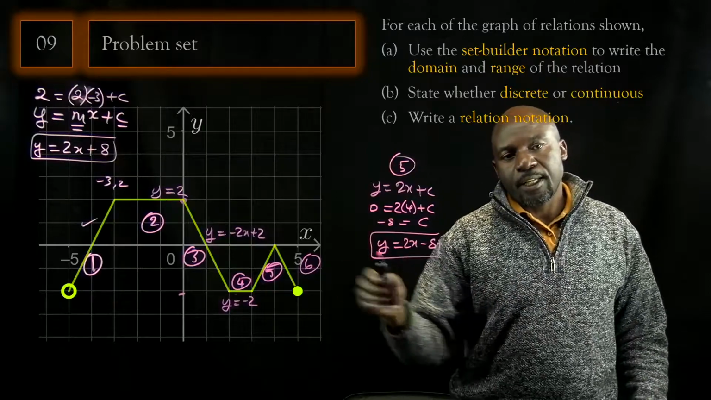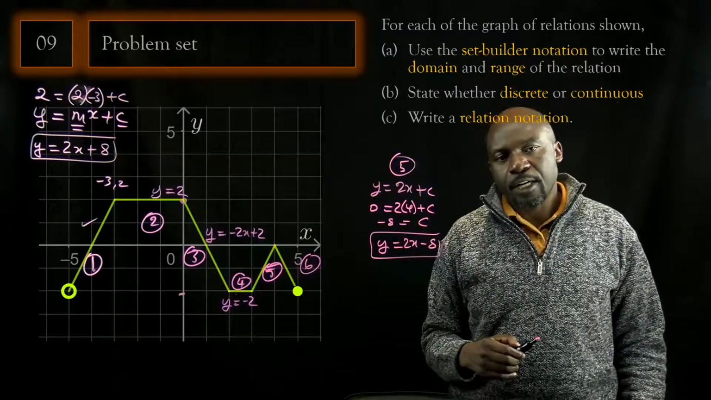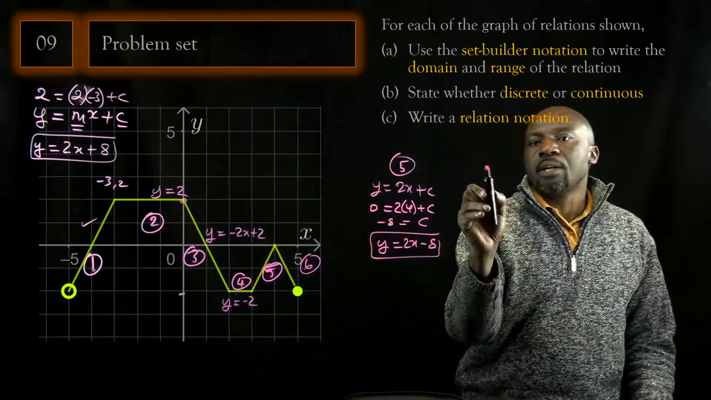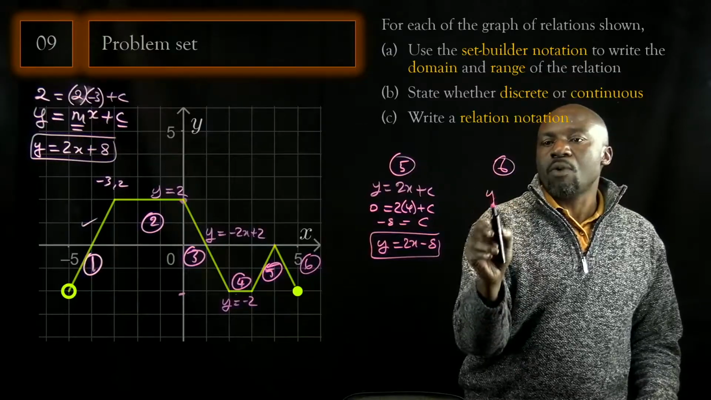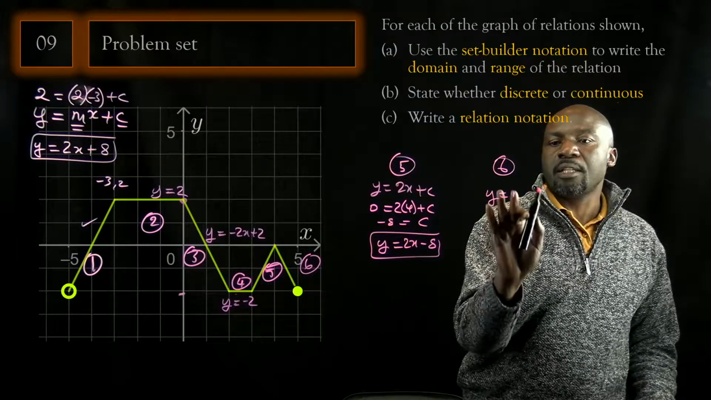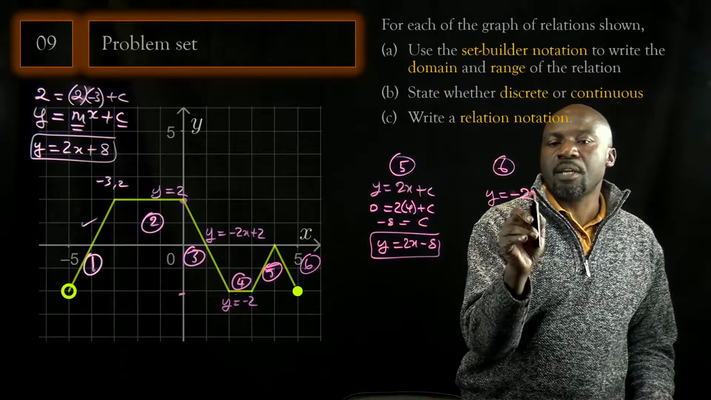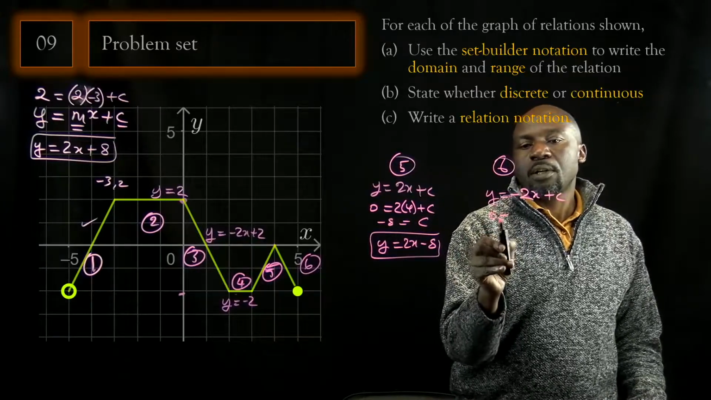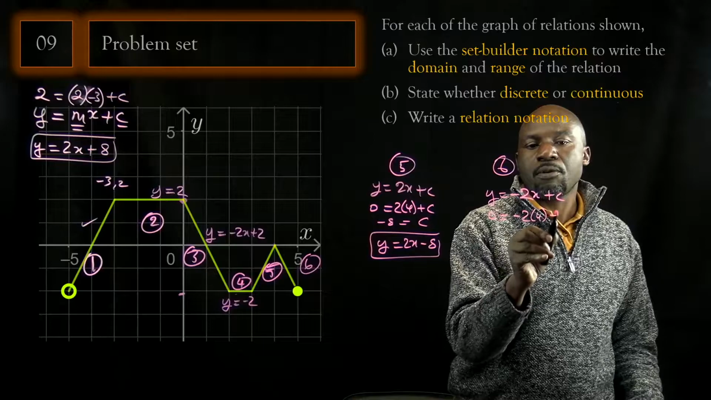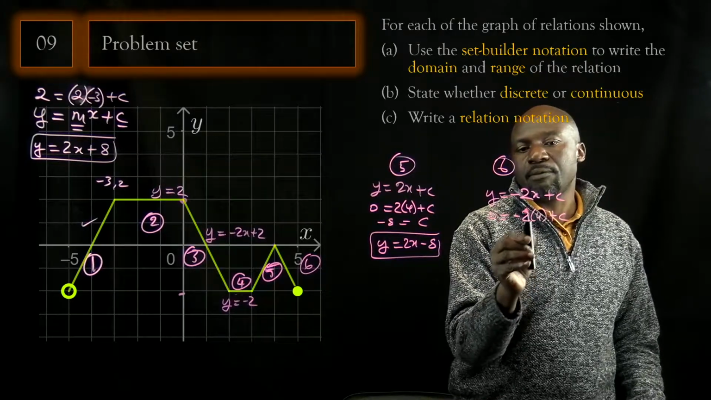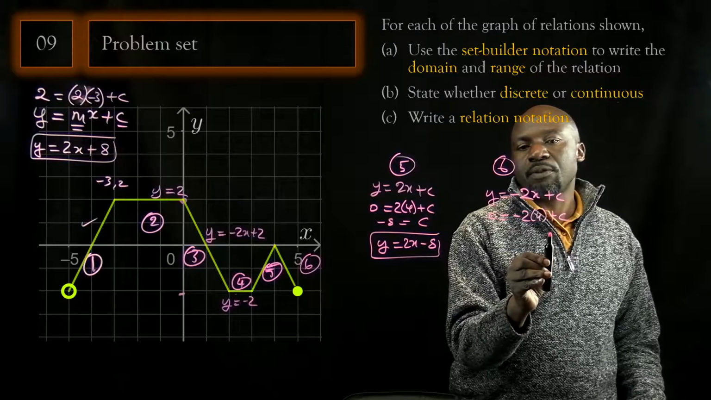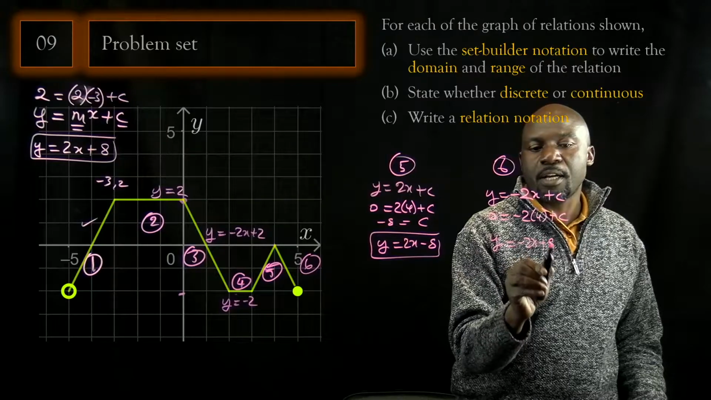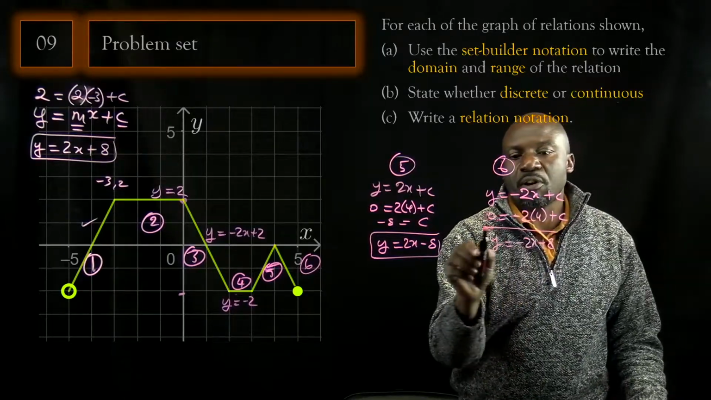Okay, so for line 6, same thing, the gradient is negative, minus 2 by the same reasoning, so y is -2x plus some c. It's also passing through (4, 0), so 0 is minus 2 into 4 plus c, so this is negative 8, goes to the other side and becomes positive 8. So the equation of line 6 is y is minus 2x plus 8. So we know the equation of all the lines.